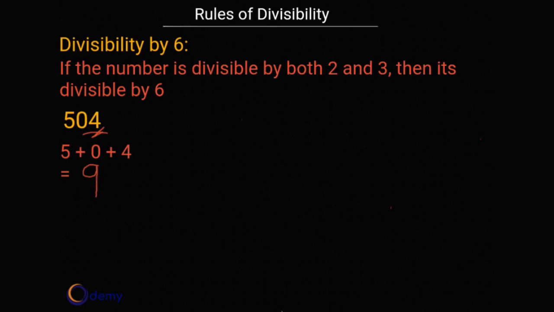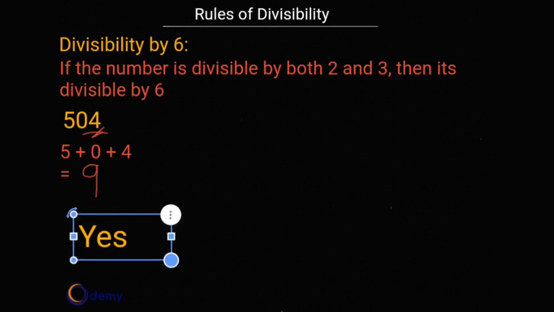Is 9 divisible by 3? Yes, 9 is divisible by 3. When you divide 9 by 3 it gives you 3. So that means this number here is divisible by both 2 and 3. So that means this number is divisible by 6. So it is a yes. It is divisible by 6 once it divides both 2 and 3.